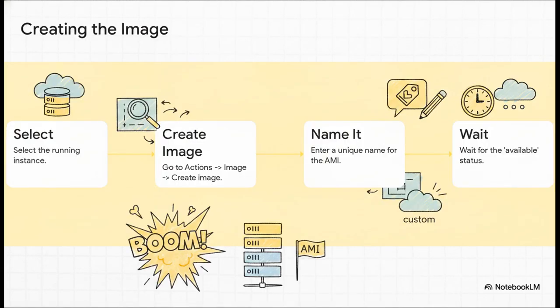Once you've installed all your necessary software on that running instance, this is where the real magic happens. You select that instance, go to the top, click Actions, navigate to Image and Templates, and hit Create Image. Give it a unique name. Now here's an interesting little detail. By default, AWS will actually shut down your instance during this process. This is just to make sure all the data in the file system is safely captured without any errors. You wait for the status to say Available, and boom, your very own custom AMI is ready to go.